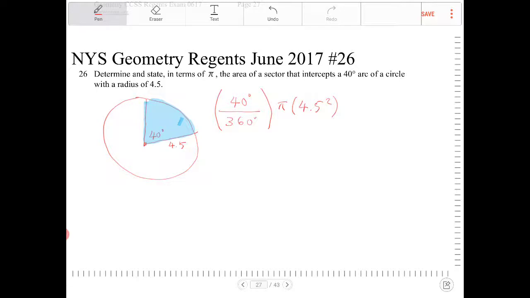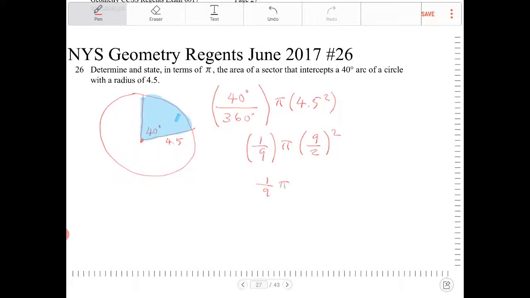So if you look at this, 40 degrees over 360, that's really just 1/9 pi, and 4.5 squared, well, 4.5 is just 9/2, right? Squared. So if I square 9/2, I get 81/4. And since 9 goes into 81 9 times, I'm left with 9 pi over 4 as my answer.